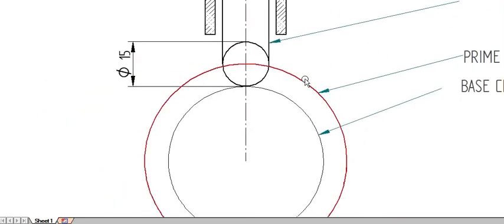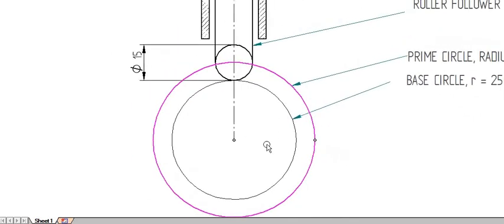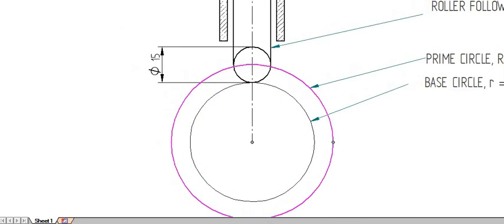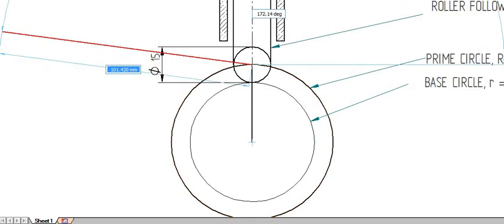Now the major importance is prime circle. Base circle has minimum importance. We do all the partition, division and all on the prime circle. After that you can draw a line connecting the center and the intersection and the center of the roller.